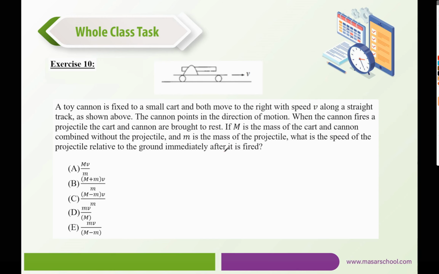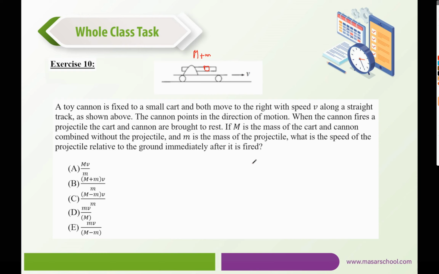Exercise 10. A toy cannon is fixed to a small cart and both move to the right with a speed v along a straight track as shown above. The cannon points in the direction of motion. When the cannon fires a projectile, the cart and cannon are brought to rest. If capital M is the mass of the cart and the cannon combined without the projectile, and small m is the mass of the projectile. So initially, the cart, the cannon, and the projectile, which is found here inside, which consists of the mass capital M plus small m, was moving at a speed v.